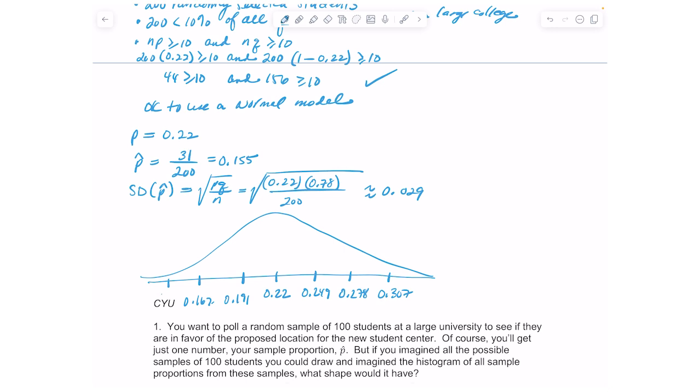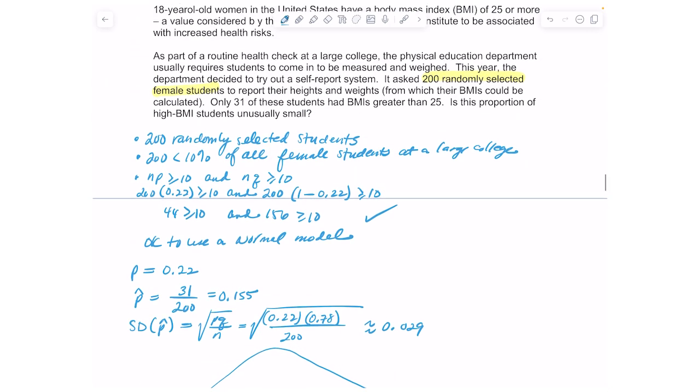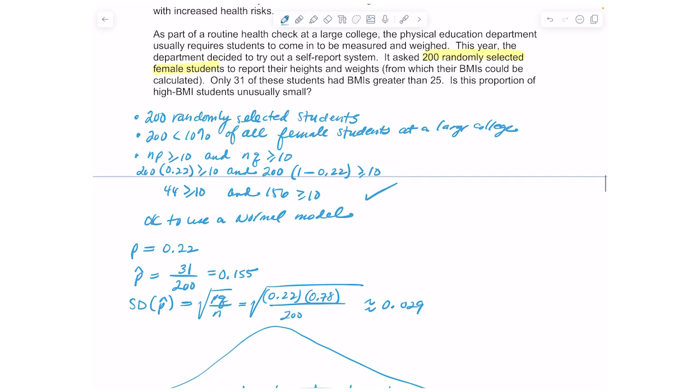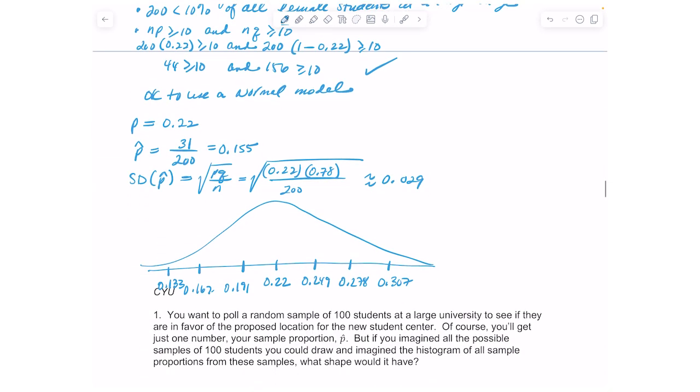And then one more time, 0.029, it's 0.133. And remember, my question I'm trying to answer is this proportion, the 31 over 200, of high BMI students unusually small? Okay, so I need to kind of figure out where's the 0.155 going. Well, I know it's going to go somewhere in here, right? How do I find the exact value?